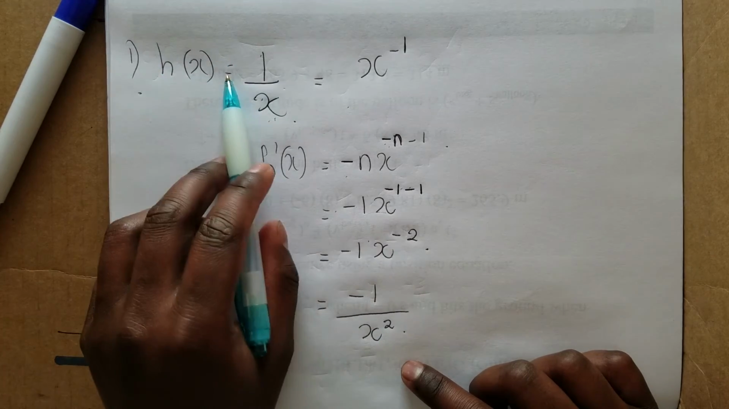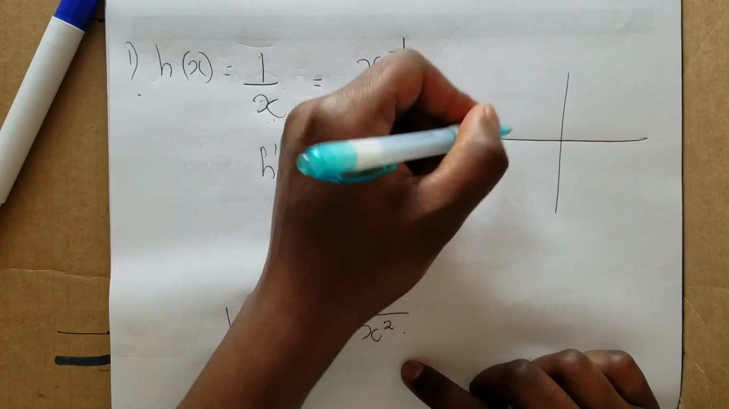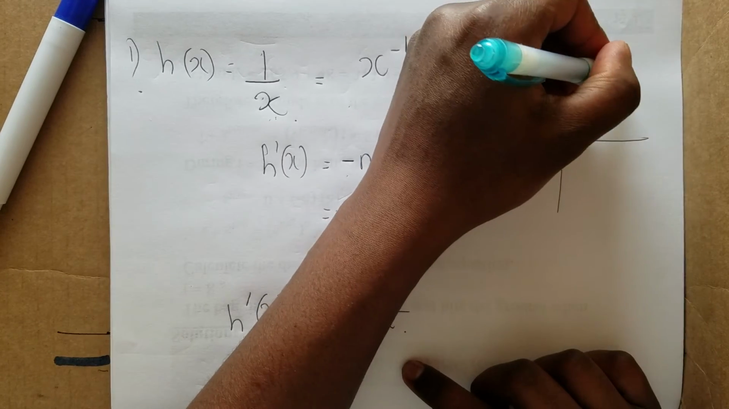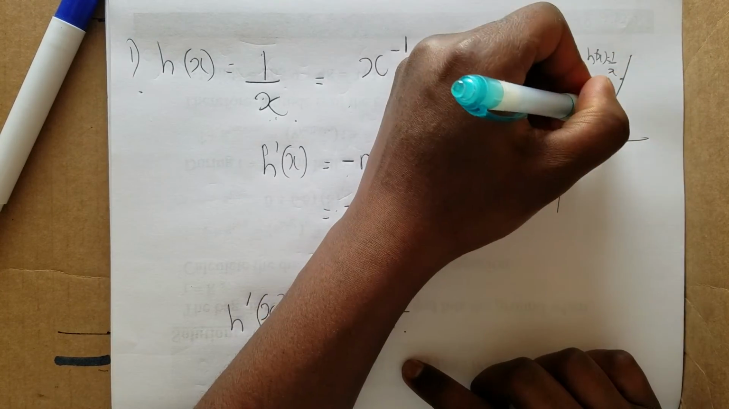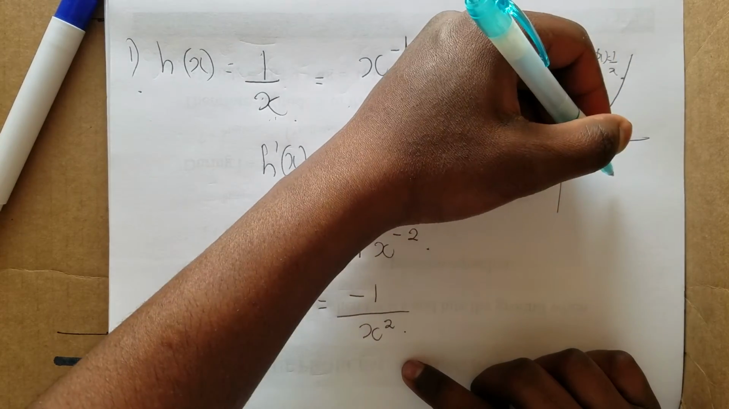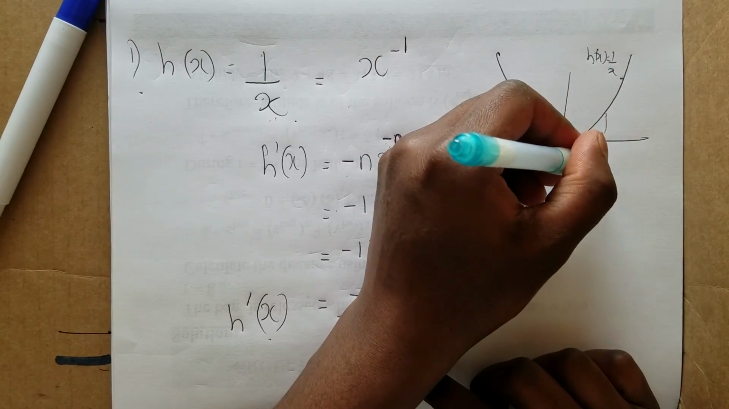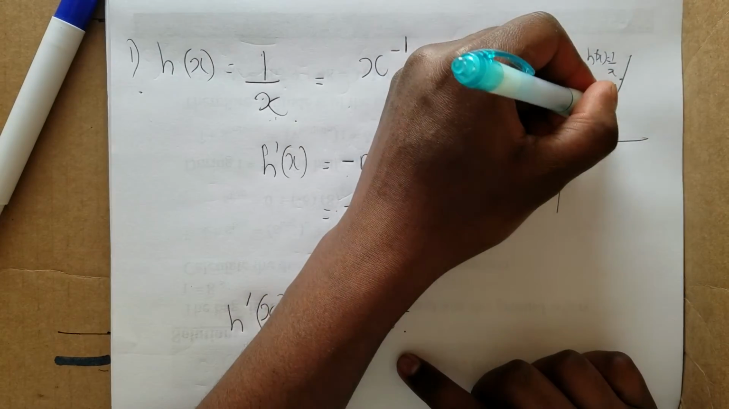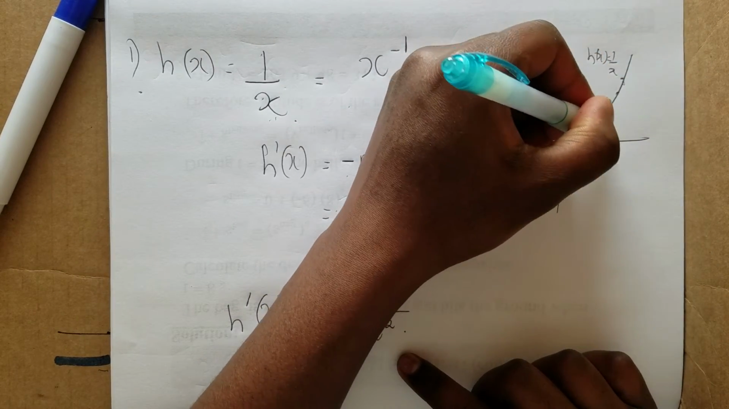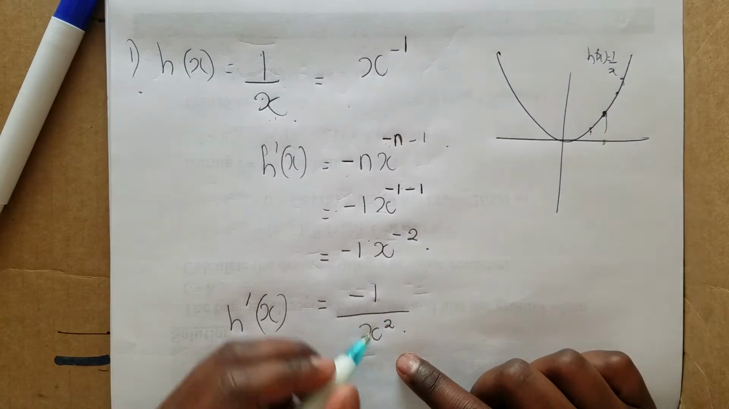So for this function on the graph, f(x) is equal to 1 over x, the derivative is equal to this function. We can plug values into this function and find the slope of any point on the graph.